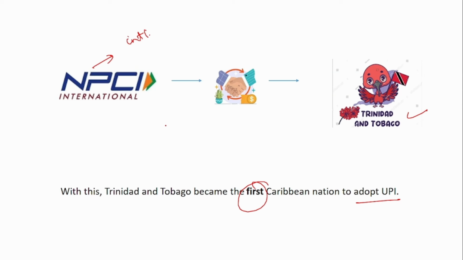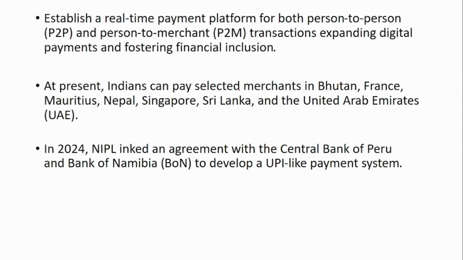NPCI International will help in developing a UPI-like payment system in Trinidad and Tobago, a Caribbean nation. This will help in making P2P, that is person-to-person, and person-to-merchant transactions, expanding digital payments.